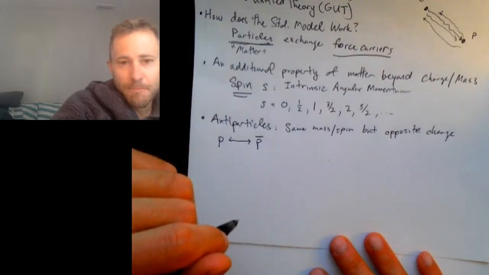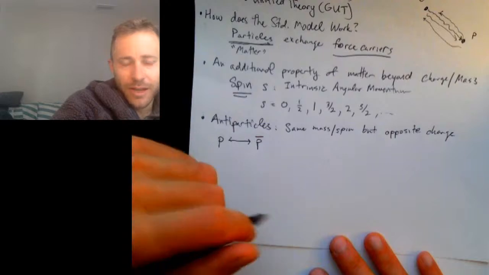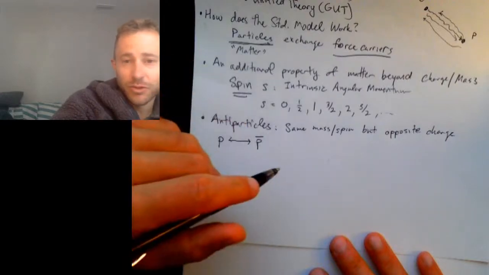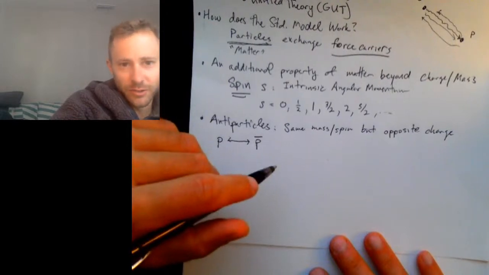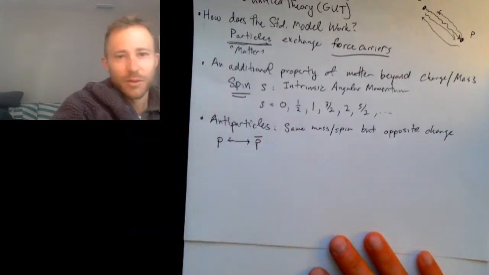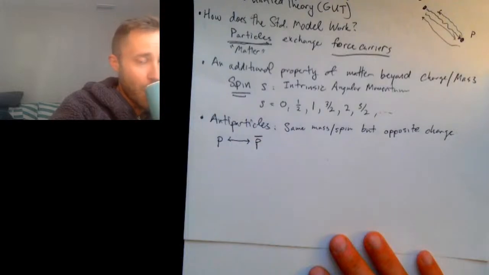Of course, the opposite of 0 would be 0. So the anti-neutron has the same charge as a neutron. So it's almost completely identical. It's just really, really unstable.